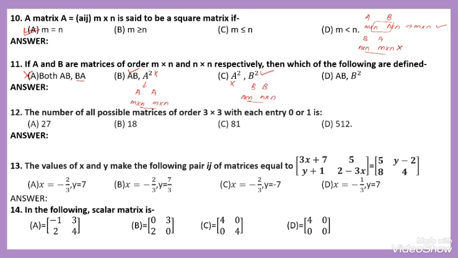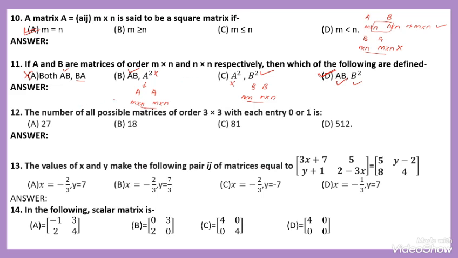Then option number D. Okay. Here AB multiplication is possible and B square is also possible. Therefore, by the definition of multiplication, the option D is correct because here AB and B square both are defined. There is only one option possible. That's why the option D is correct.